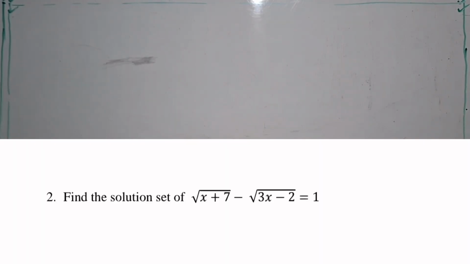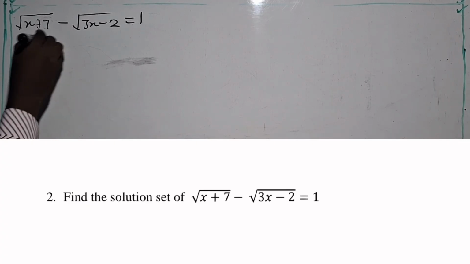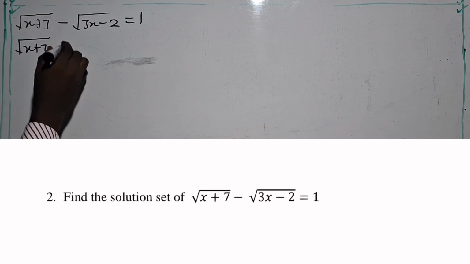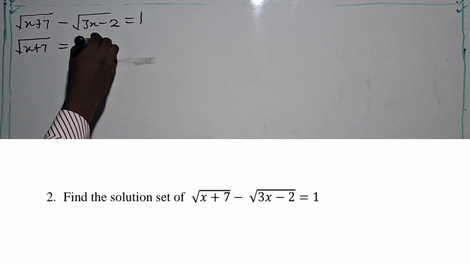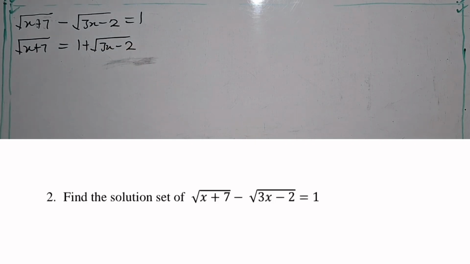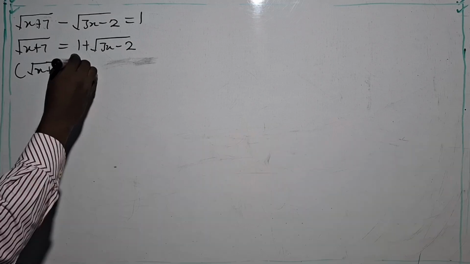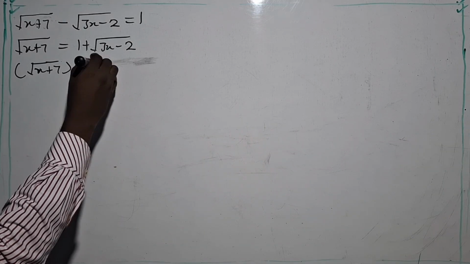So the second question says find the solution set of. So the question on the board says the square root of x plus 7 minus the square root of 3x minus 2 is equal to 1. So we have to isolate them. So follow closely. So I have the square root of x plus 7, which will be equal to 1 plus the square root of 3x minus 2. Yes, 1 plus the square root of 3x minus 2. So as we all know, we have to square both sides to eliminate the square root.